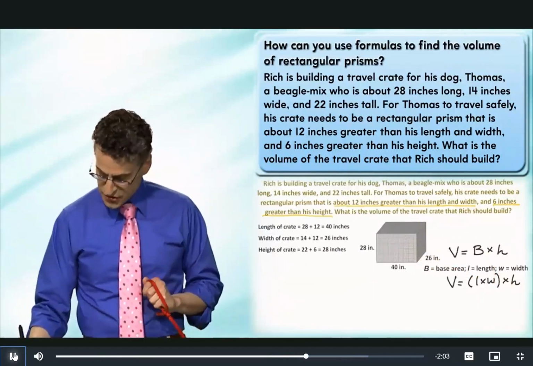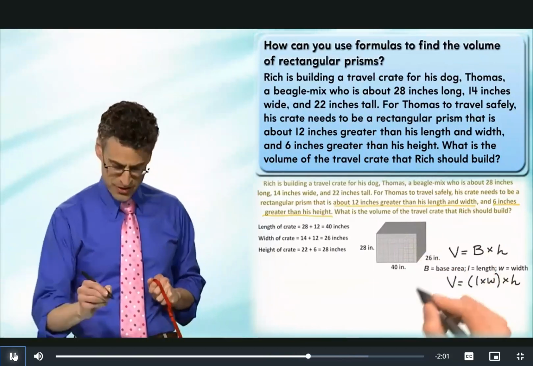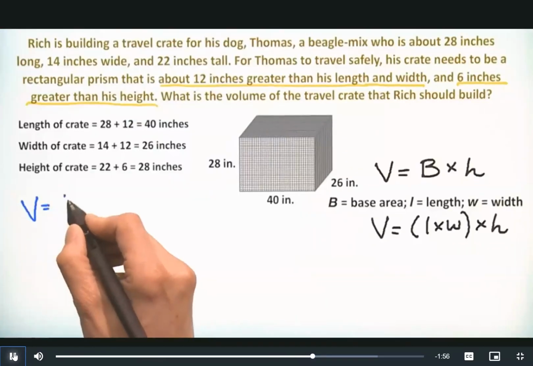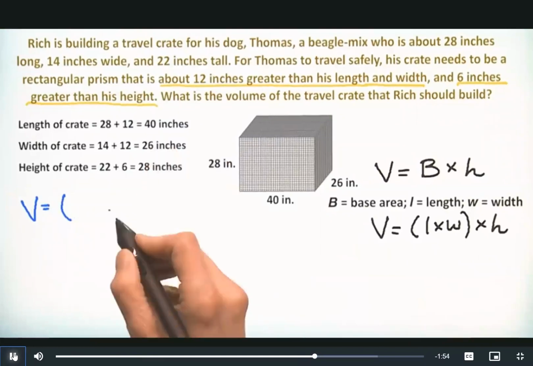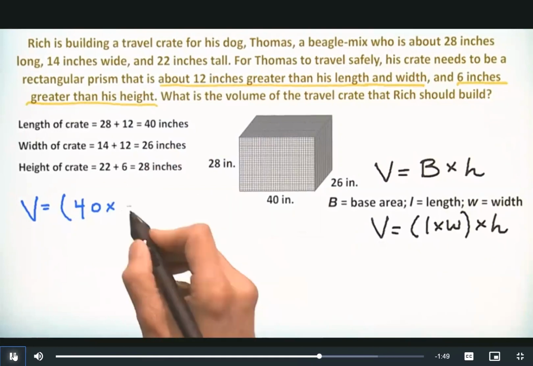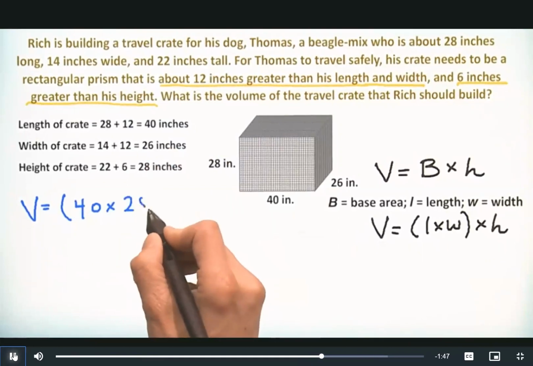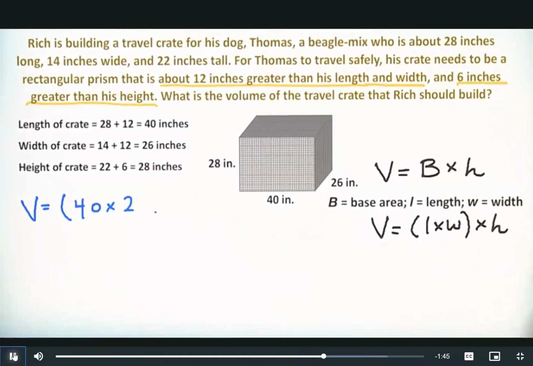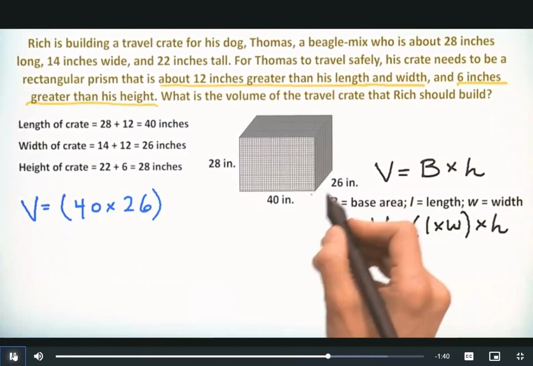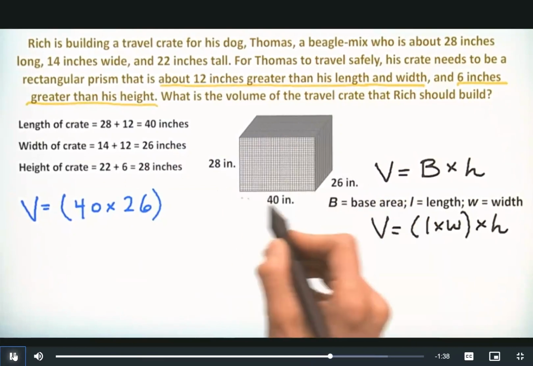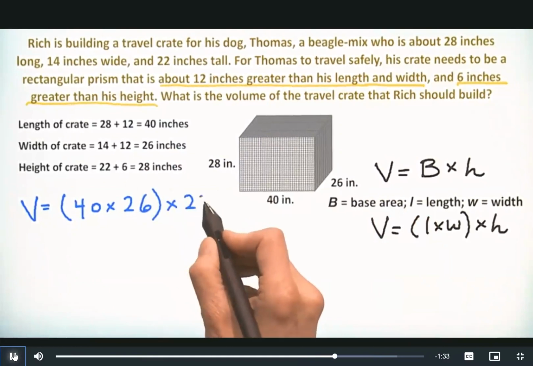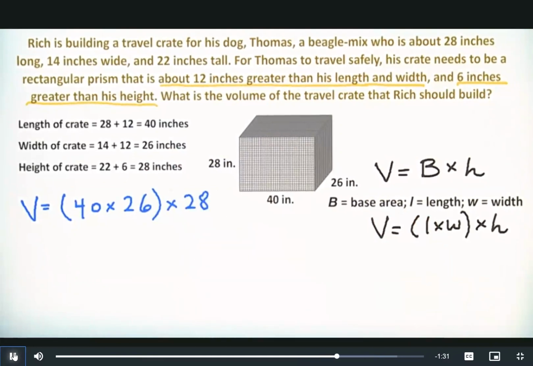Okay, so now let's actually write an equation that's personalized for Thomas. So what do we see? We see that the volume equals, well, the length we see is 40 inches times the width, which we see is 26 inches. So that's the length times the width. So when we multiply that, that's the area of the base. That's that base part. And now if we multiply that by the height, which is 28, that will give us the volume. And so what does this equal?